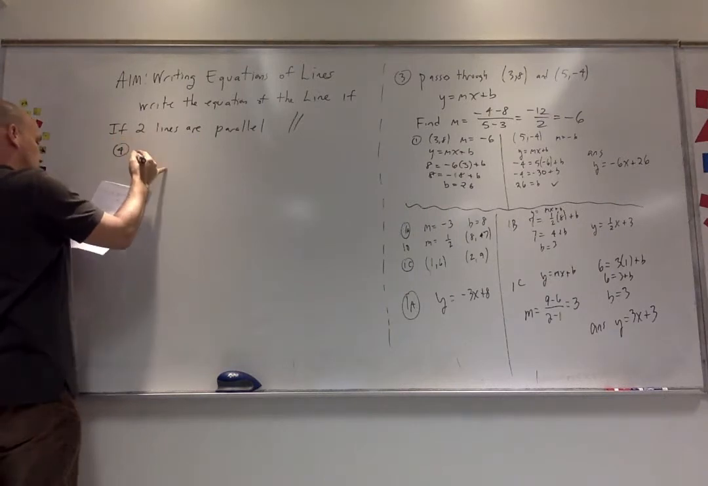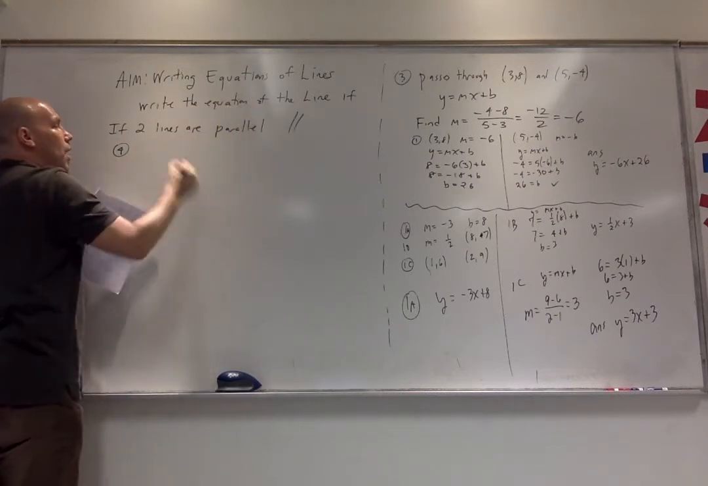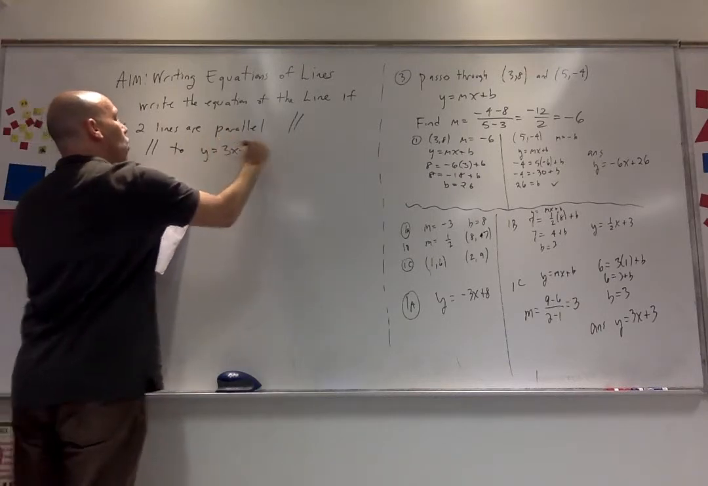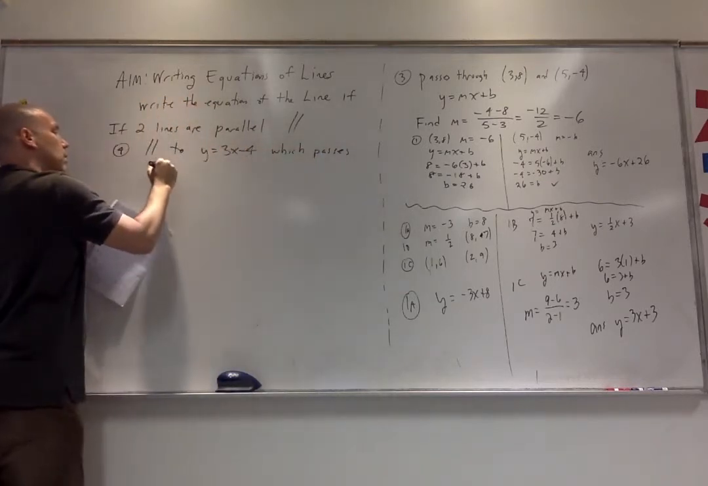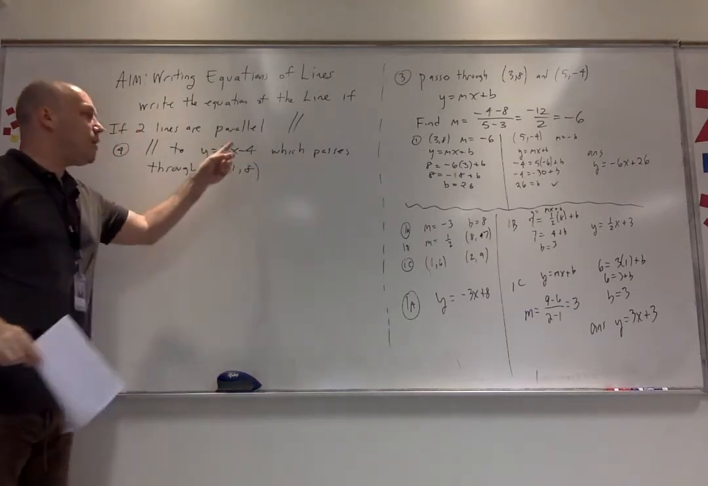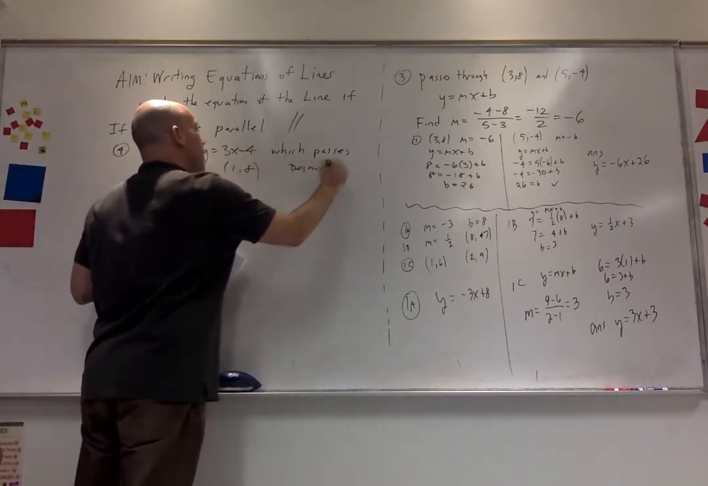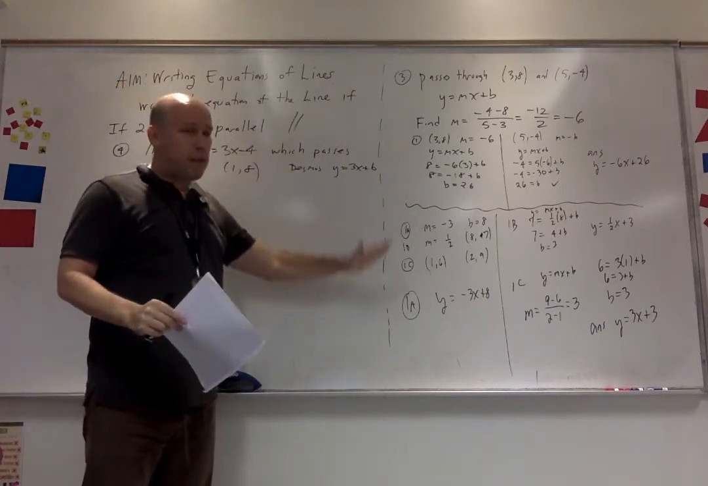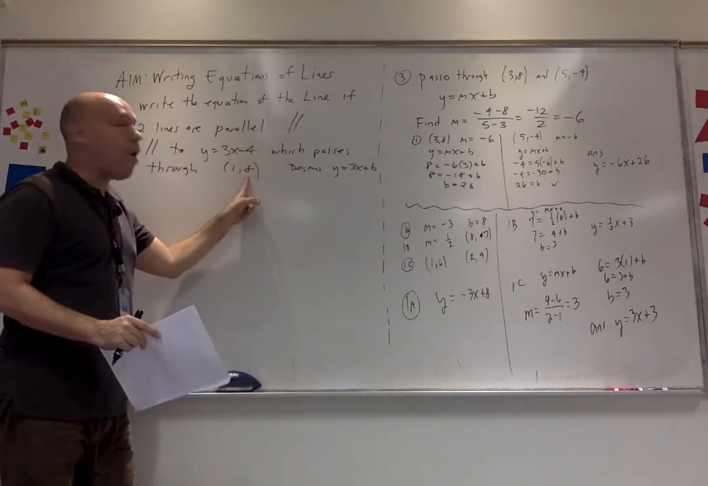Question number 4. Write the equation of the line parallel to y equals 3x minus 4, which passes through (1, 8). Now, if you go to Desmos and type in y equals 3x plus b, you'll see that all these lines are parallel. They go up and down. But only one of them passes through (1, 8).